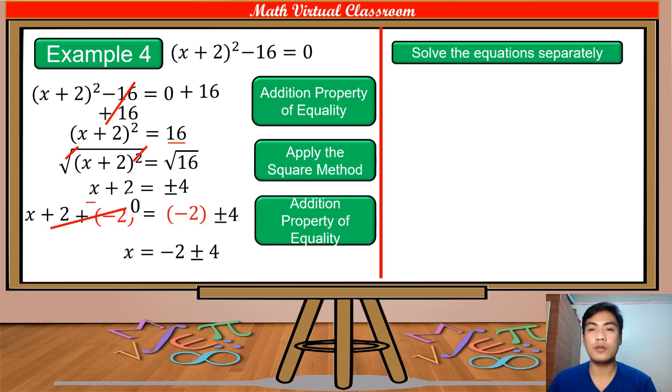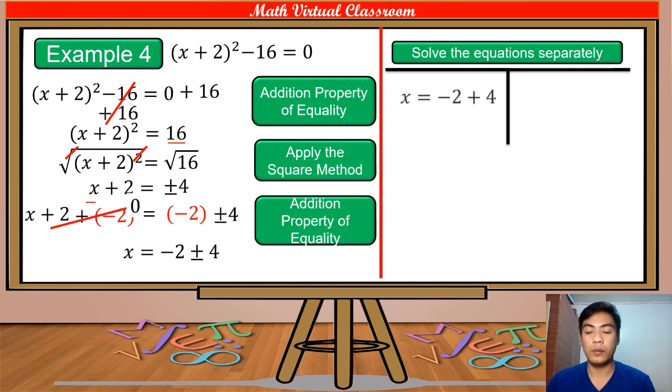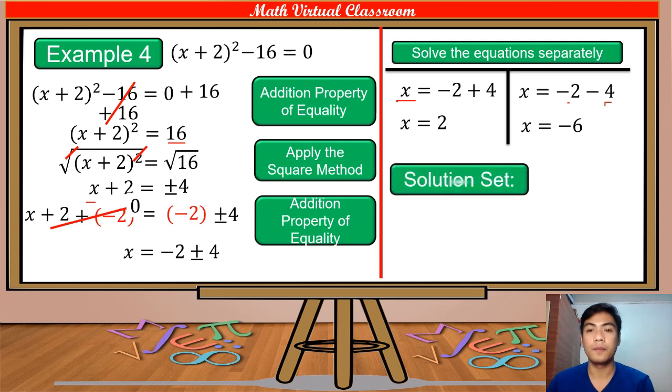So the next step is to solve the equation separately. What will be the two equations? We will have x is equal to negative 2 plus 4, and the other one will be x is equal to negative 2 minus 4. Let us first solve this part. Negative 2 plus positive 4 is equal to positive 2. And for this one, negative 2 minus 4 is equal to negative 6. So the solution set is x is equal to 2 and negative 6.